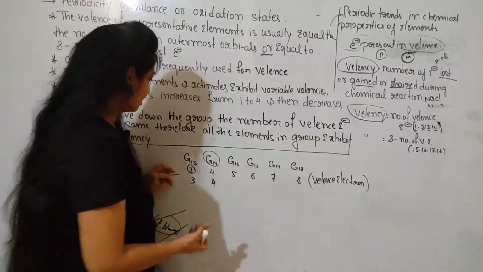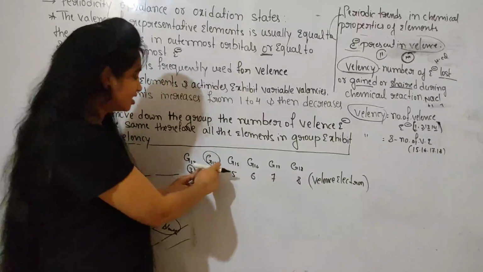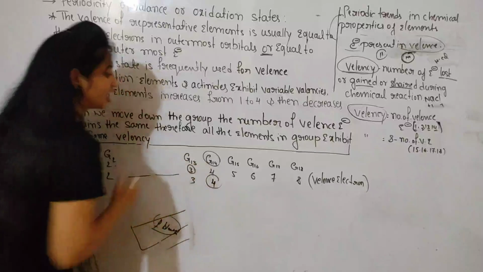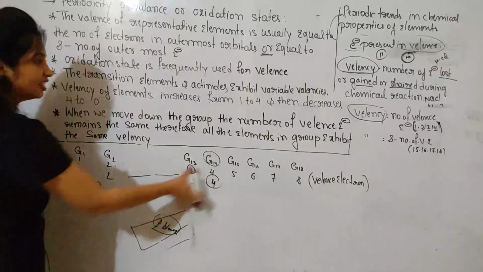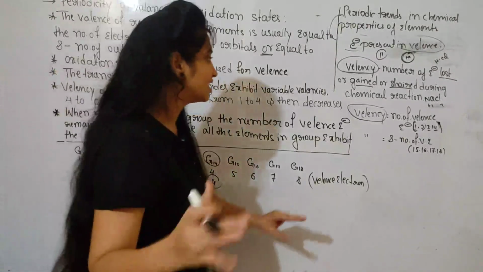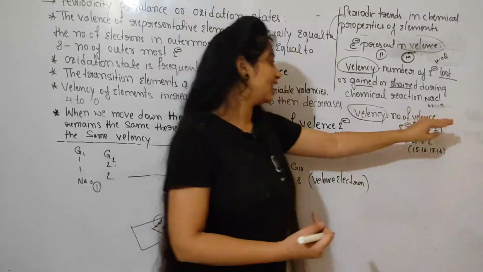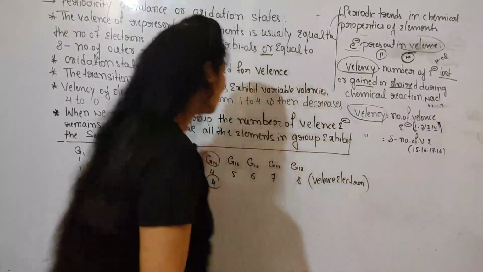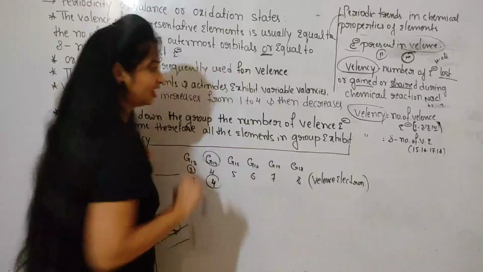Just come to the point, guys. In group 14 we have 4 outermost electrons. So the number of valence electrons is 4 in a group 14 element. Why? Because the definition is only applicable to these groups. Just remember, guys, the valency is equal to the number of electrons present in the valence shell. And next, what about groups 15, 16, 17 and 18?